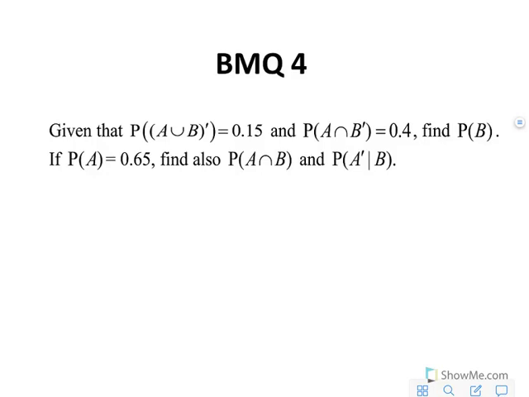The probability of A union B prime and the probability of A intersect B prime are 0.15 and 0.4 respectively. We want to find the probability of B. Sometimes in this question we are unable to use any formulas that we know to find the probability of B. What we can do is try drawing a diagram.